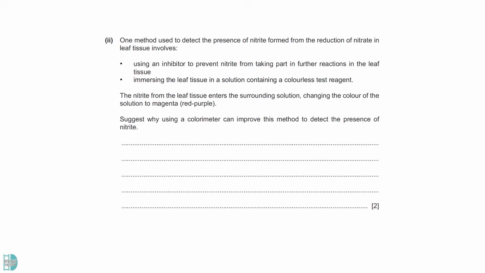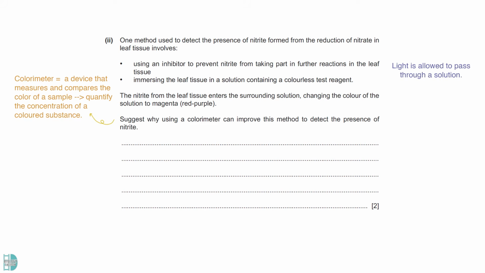Question 2 talks about an experiment that determines nitrite concentration by observing a color change. You are asked to suggest why using a colorimeter can improve this method. A colorimeter is a device that measures and compares the color of a sample. We can then quantify the concentration of a substance.